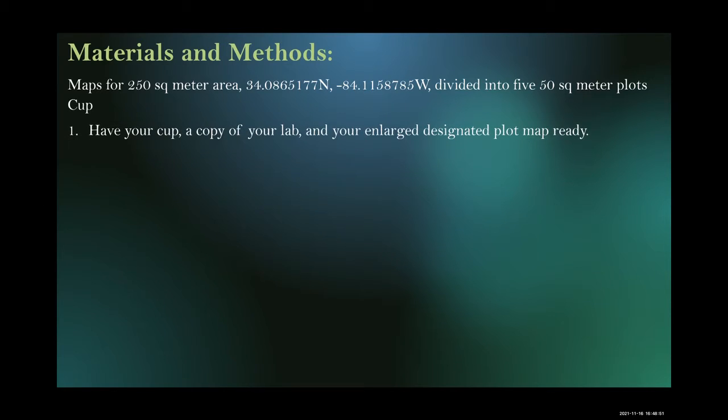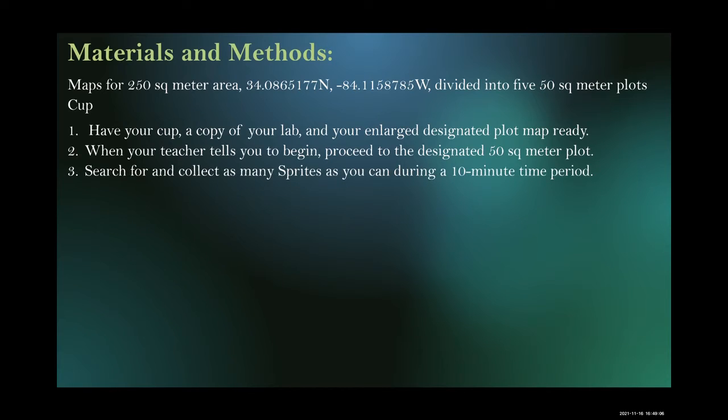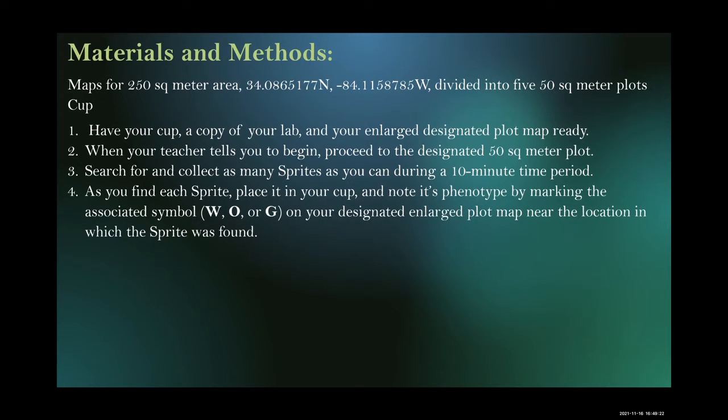You will have your copy of your lab and your enlarged designated plot map ready. When you are told, you will begin by proceeding to the designated 50 square meter plot, which has been selected for your lab team. You will search and collect as many sprites as you can during a 10-minute time period. As you find each sprite, you will place it in your cup, and you will also note its phenotype by marking the associated symbol W, O, or G on your designated enlarged plot map near the location in which the sprite was found. One member of the team can do all of this plotting and marking if that's preferred.